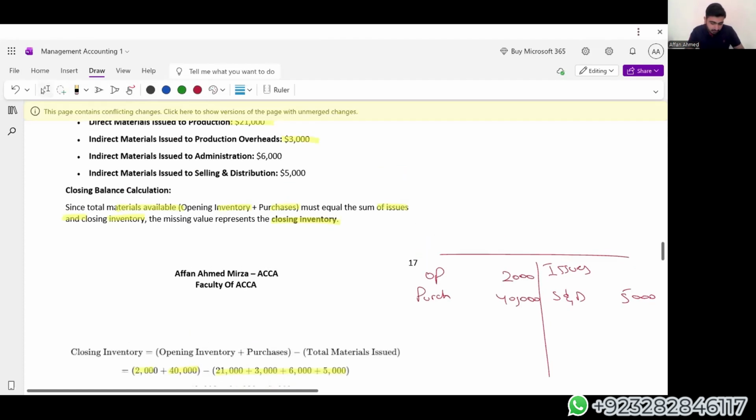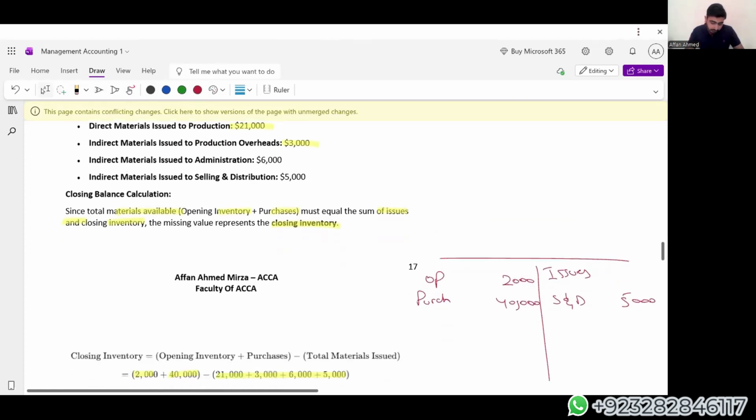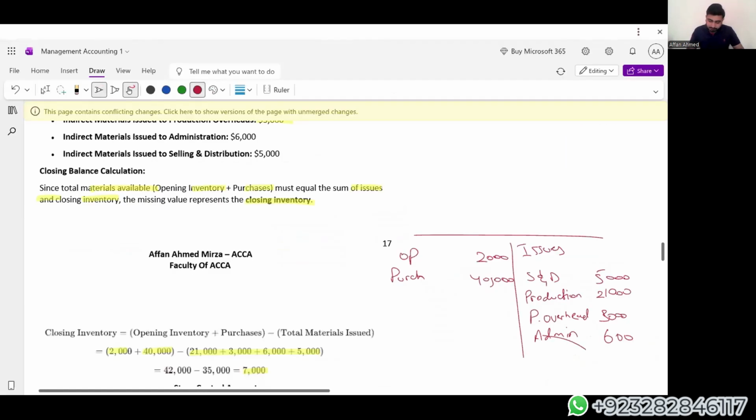Okay. Then we had our production, 21,000. We had our indirect production, so I'm writing production overhead by 3,000. And we had our last thing, that was our administration, our admin department, which is having goods of 6,000. So all transactions are done here.